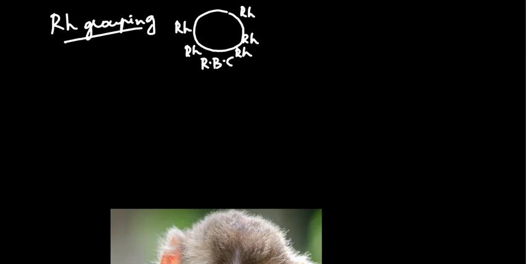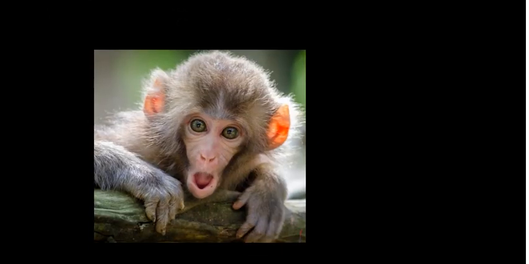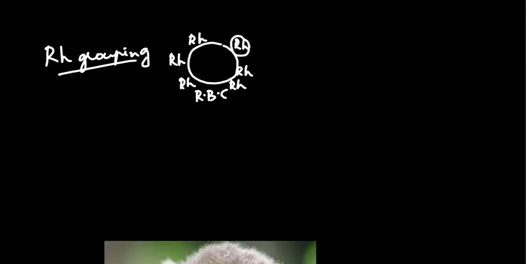Apart from the ABO blood grouping system, RH antigens are made up of proteins, and it's called RH because it was found in an ape, the rhesus monkey. So that's why it's called RH antigens. Now those who have this kind of antigens are called RH positive.